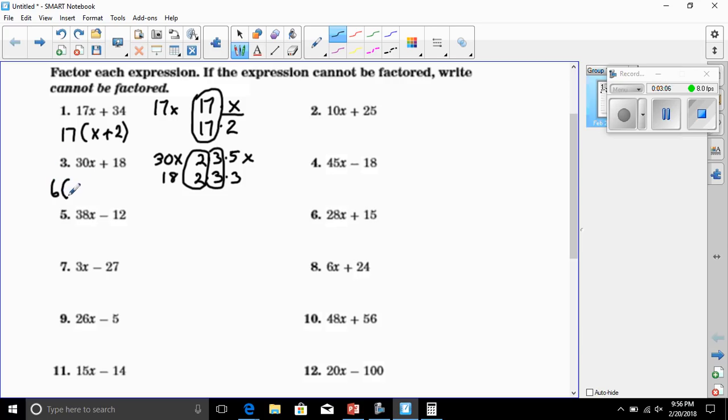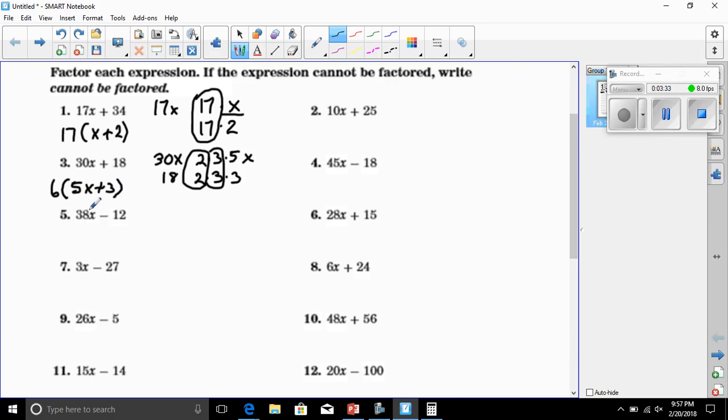Now that we have 6, what times 6 will give us 30x? That's going to be 5x. Do we see the numbers left over are always the right answer? And what number times 6 will give us 18? The number on the bottom here, 3. All right, let's go to number 5.